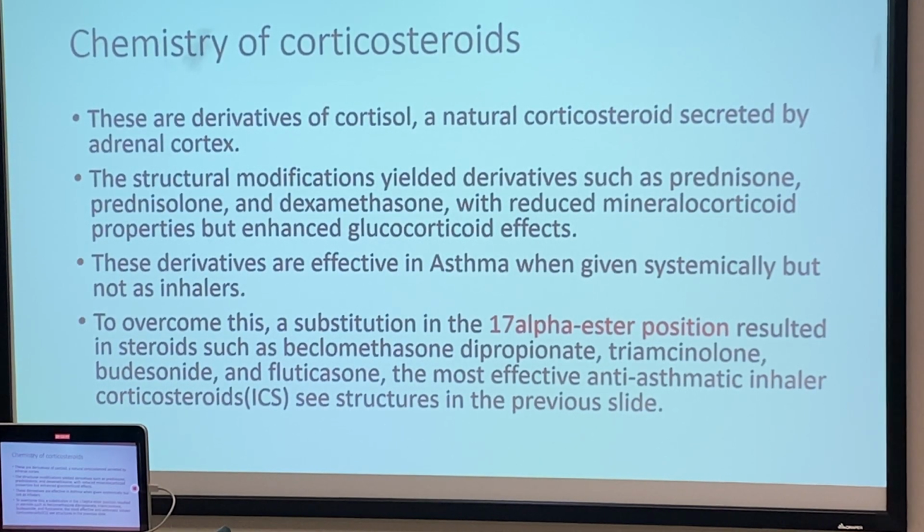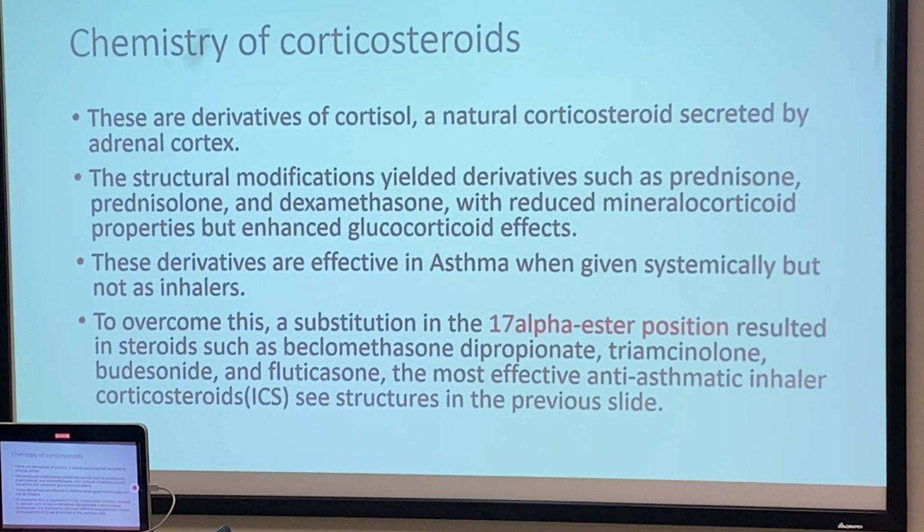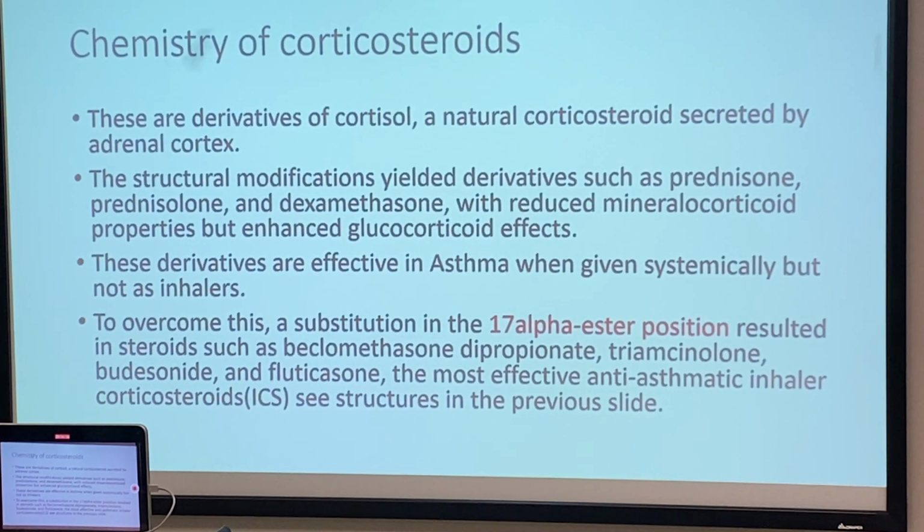To make them inhalers, there should be substitution at the 17 alpha position, the ester position. That esterification will result in corticosteroids such as beclomethasone, triamcinolone, budesonide, fluticasone. They are the most effective inhalers. So the functional group modification is at the 17 alpha position. That's the chemistry behind making the systemic drugs into inhaler drugs.